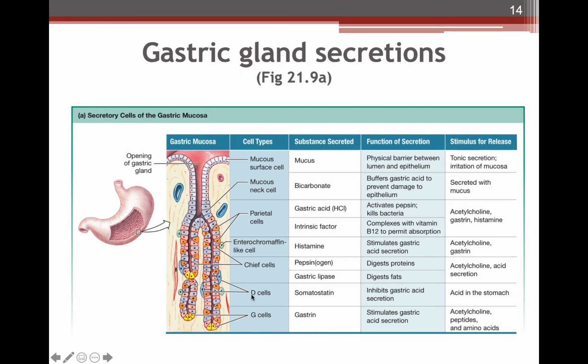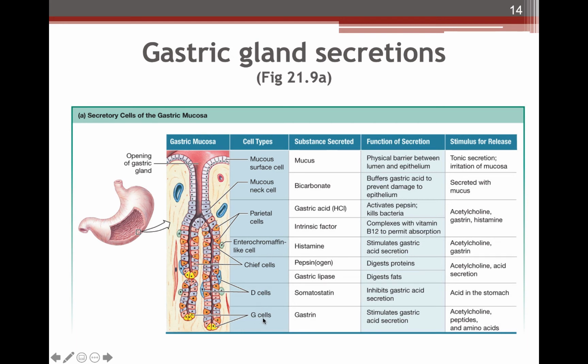And then these D cells and G cells, we'll get to those as well. They are important for regulating the production of acid by parietal cells and enzymes by the chief cells. You want just the right amount of acid and enzymes produced for a given meal. And so when you have a small meal, you have a small amount of enzymes and acid made. If you have a large meal, then you have a large amount of acid and enzymes made. So these guys are involved in the regulation, the production of acid and enzymes.